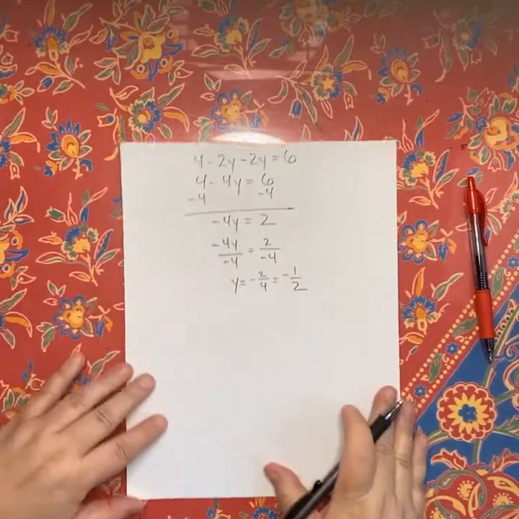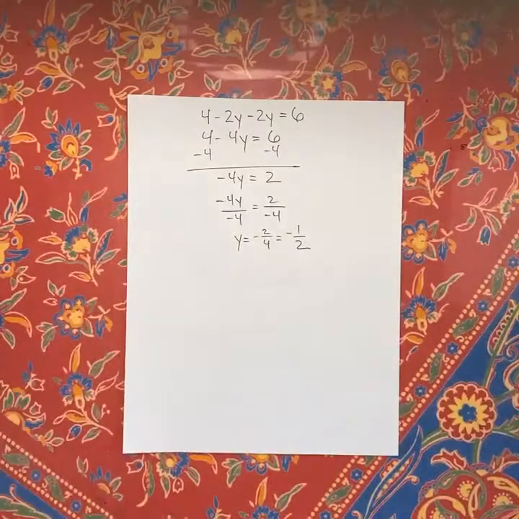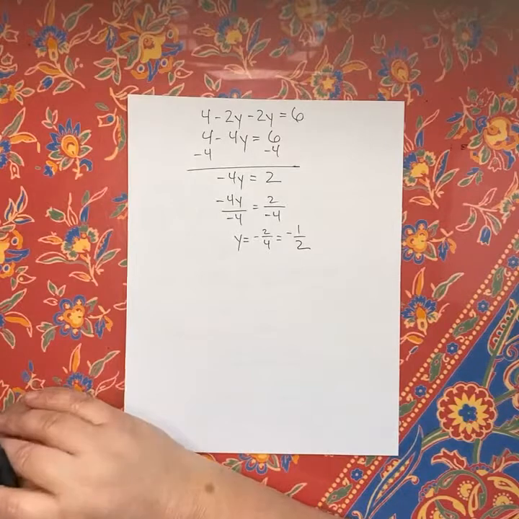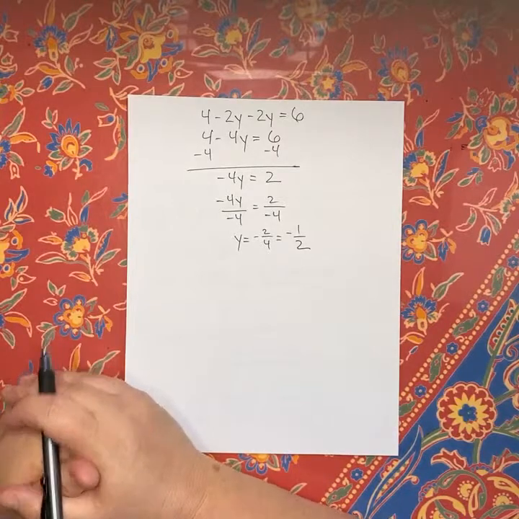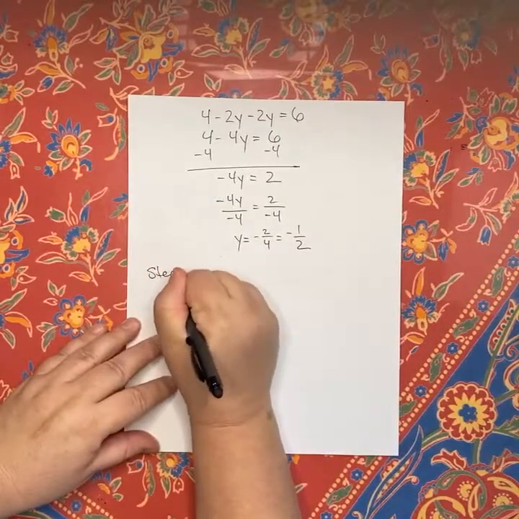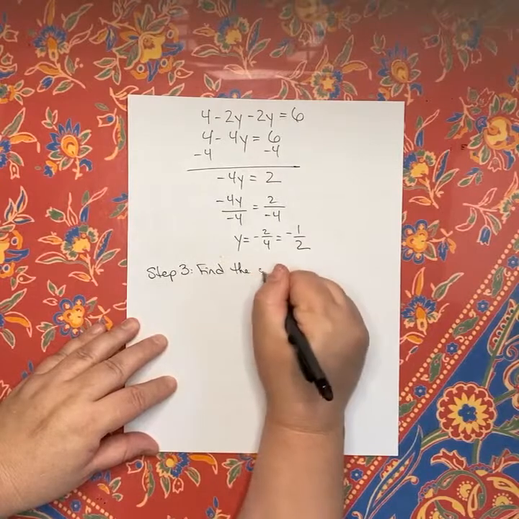Take a look at that. Oh, sorry, you can't take a look at it. There's a shining light in your face. Sorry about that. Take a look at it now. Okay, so again, when we substitute for x, x disappears, so we solve for y. And so step 3 is to find the other variable.